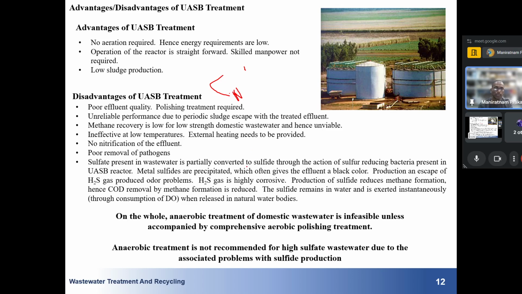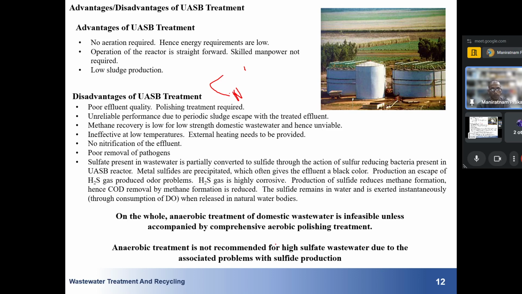Also we have discussed what this sulfate can do to our facility. So if wastewater contains a high amount of sulfate, there are high chances that you cannot stand here, because it will have a very pungent smell, like a rotten egg smell.